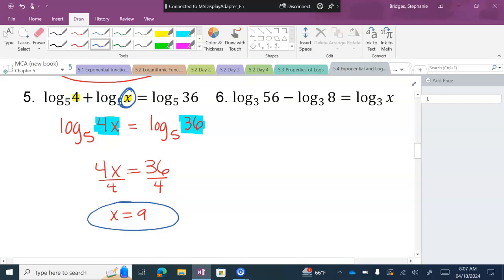Okay, try 6. Again, combine your logs together on both sides of the equation. Once you get a log equal to a log, you drop the logs, set the arguments equal, and solve for x. We just have to make sure that whatever answers we get will not result in a negative argument.